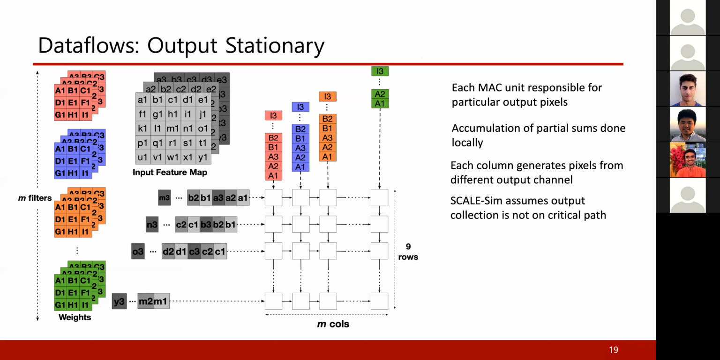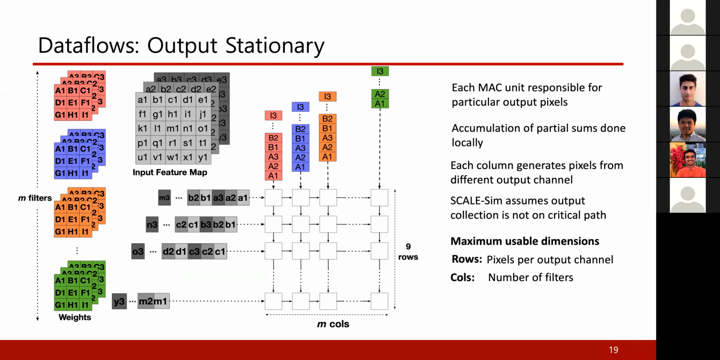ScaleSim assumes, and this is a ScaleSim fact, that the output collection is not on the critical path. So if you just track the edges of the inputs and count the number of cycles it takes to do this calculation, you can know what ScaleSim is doing internally. Of course, the maximum usable dimensions in this case are the pixels per output channel on the rows, and the columns are the number of filters you have.